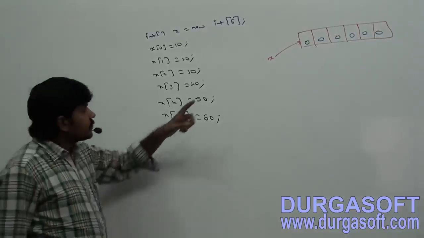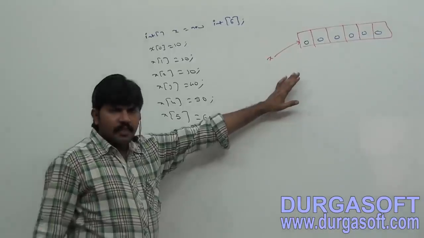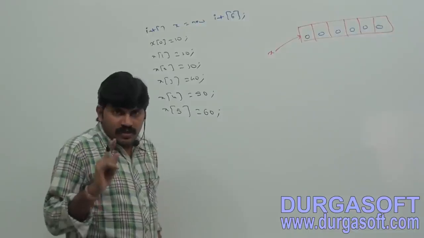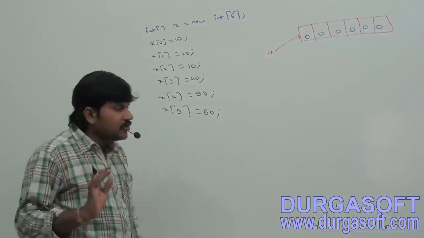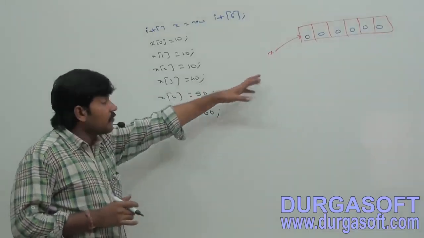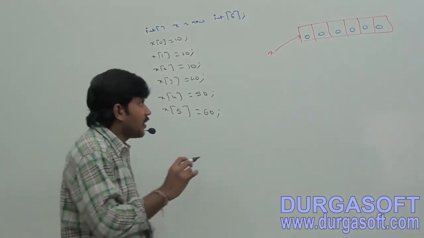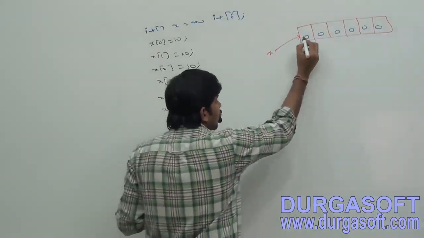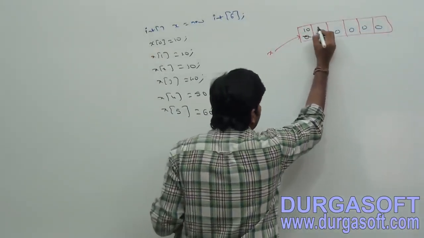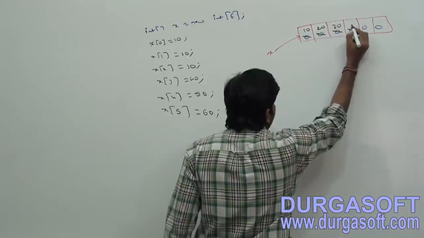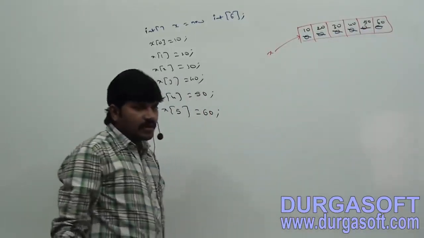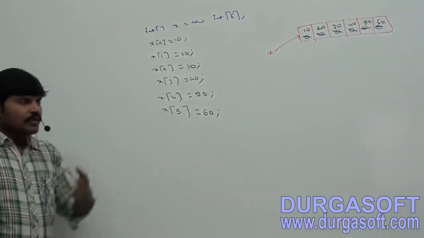Once we create an array, every element is by default initialized with the default values. If we are not satisfied with the default value, then we can override the default values with our customized values, right? Now this is 0. X of 0 is equal to 10. 0 is overridden with 10, 20, 30, 40, 50, 60. Are you able to understand? Okay, this is the first add.